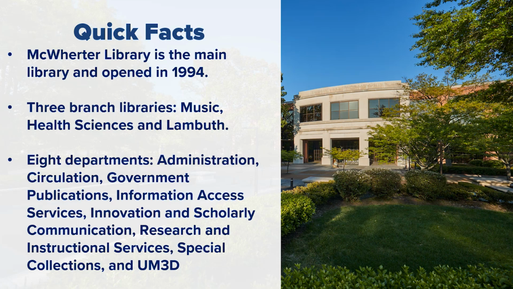The University Libraries is composed of 8 departments. We have our administration, circulation, which is the checkout, books, and technology. Government publications. The University of Memphis is a federal depository, so we have a lot of government maps, government pamphlets, and a lot of other cool government information. Information Access Services is our cataloging, interlibrary loan, as well as electronic resources department.